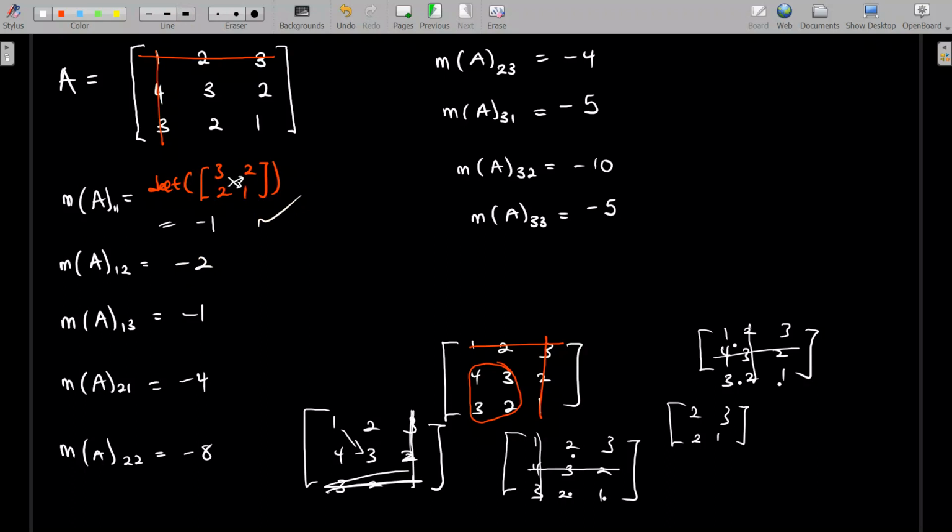And in the next lesson, we're going to talk about cofactors, and then in combination with these, you can come up with how to find the determinant of a 3 by 3 matrix with a formal definition.